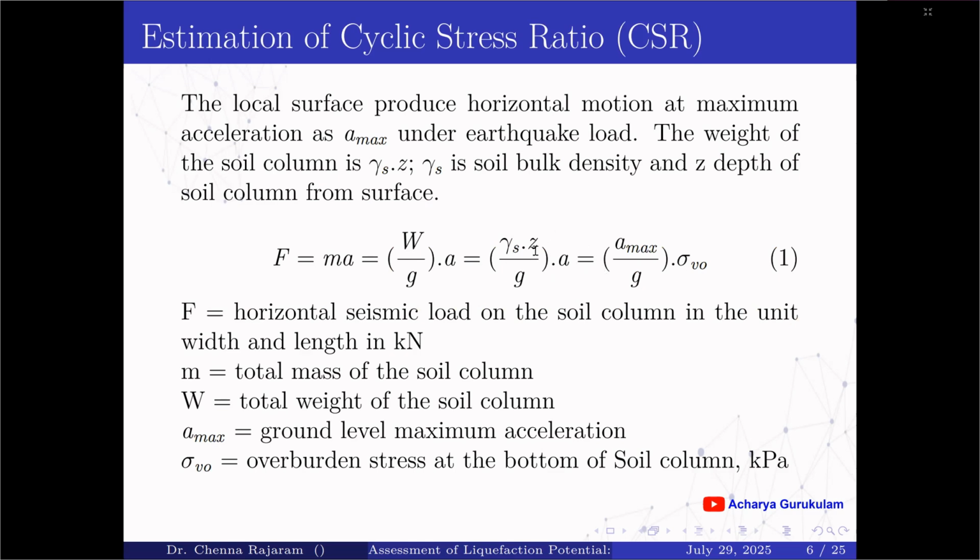Now we'll replace this gamma into Z with sigma V naught. F is the horizontal seismic load on a soil column in the unit width and length in kilonewtons, and M is the total mass of the soil column. W is the total weight of the soil column. Amax is the maximum acceleration at the ground level. And sigma V naught is the overburden stress at the bottom of the soil column, represented in kilopascals.